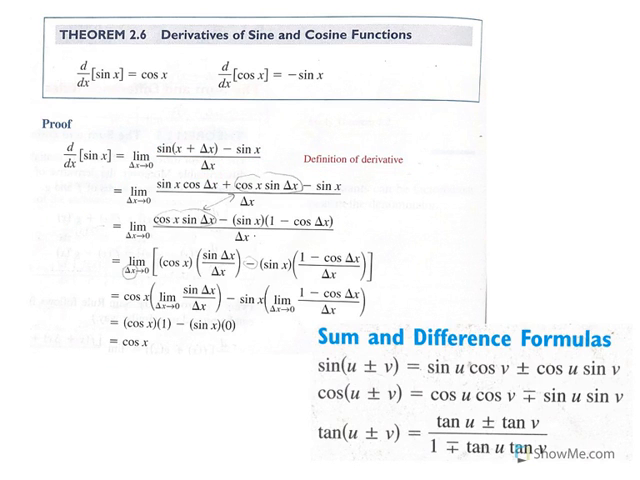The next step in this proof is to rewrite sine of x plus delta x using a sum formula from trigonometry, which is a trig identity. It's a sum and difference formula. If you look at the first one, if you have sine of u plus v, you have plus or minus. In our case, we have plus because we have x plus delta x. So if you have sine of u plus v, that is sine of u times cosine of v plus cosine of u times sine of v. And that sum formula is used to rewrite sine of x plus delta x, as you see here.